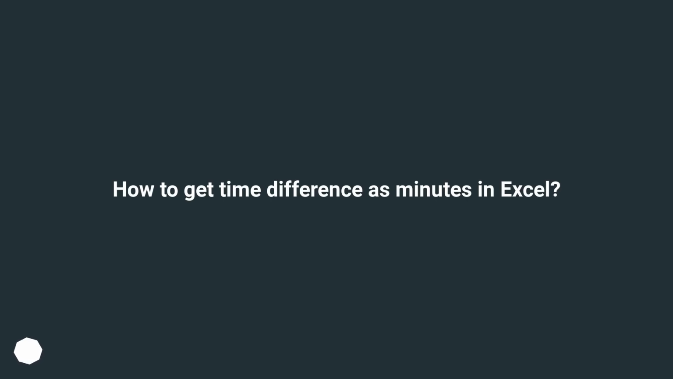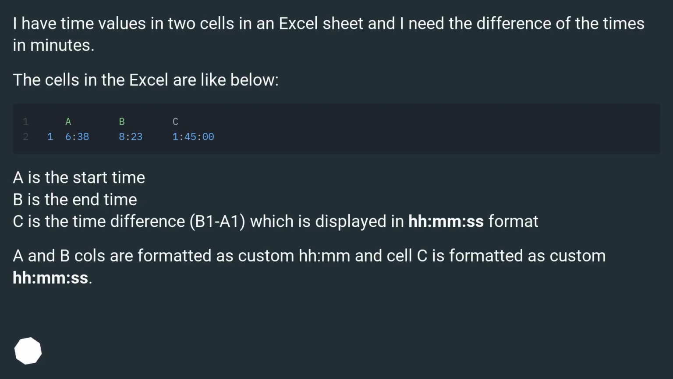How to get time difference as minutes in Excel. I have time values in two cells in an Excel sheet and I need the difference of the times in minutes. The cells in the Excel are like below.